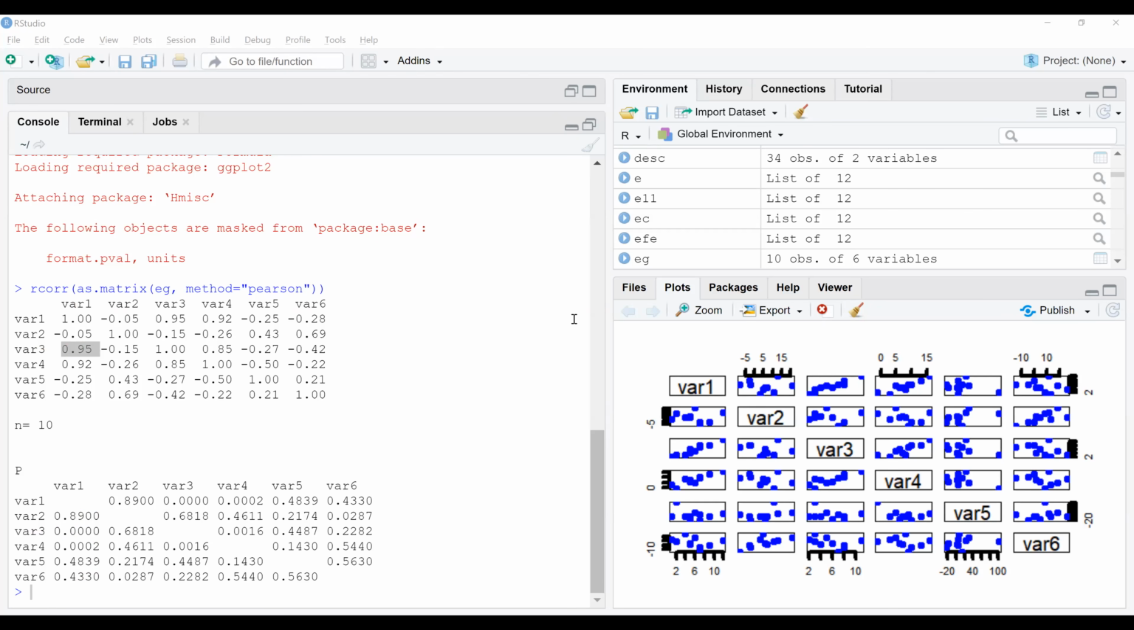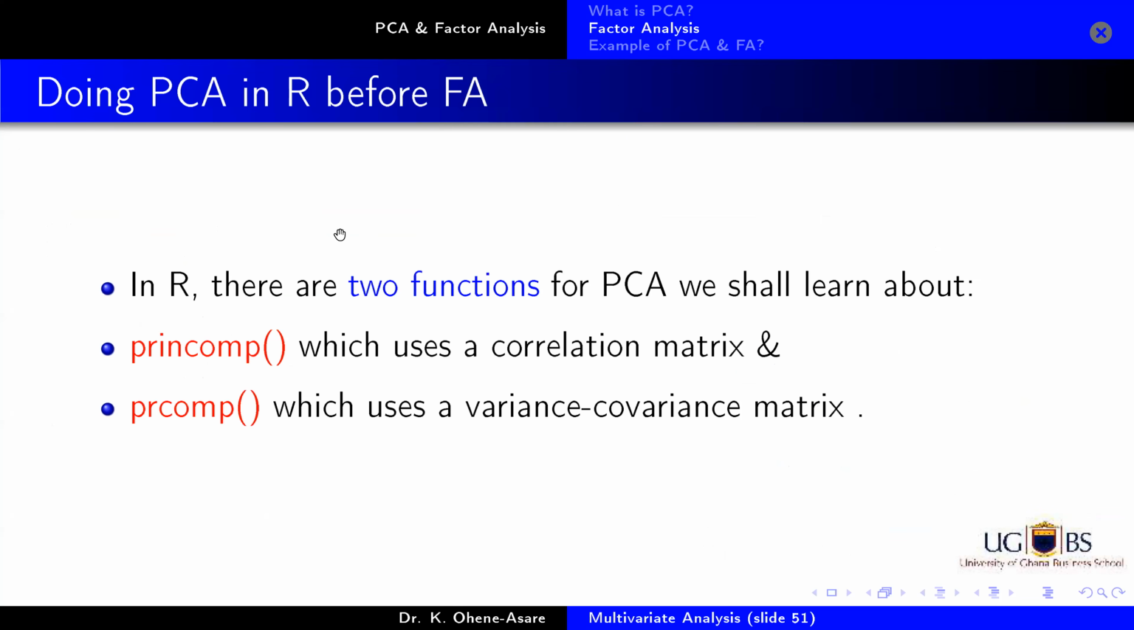Now we are ready to do the principal component analysis. In R, there are two functions you can use to do PCA. One is princomp, which uses the correlation matrix, and the other is prcomp, which uses the variance-covariance matrix.